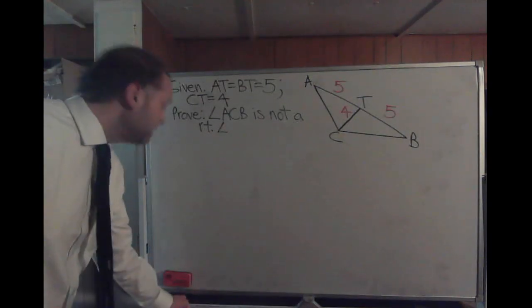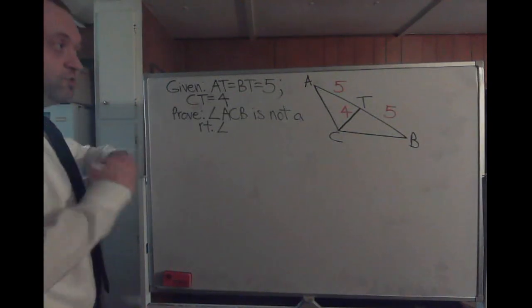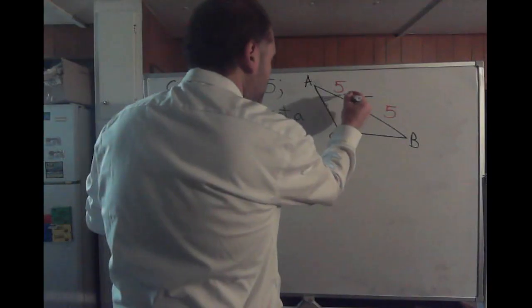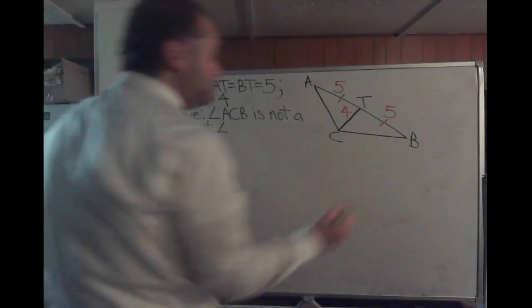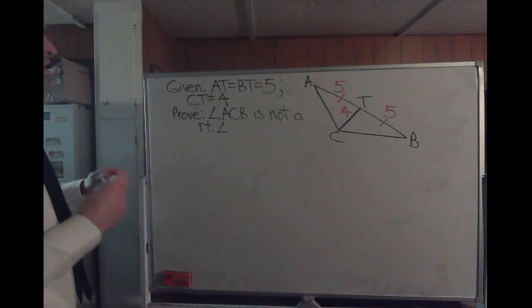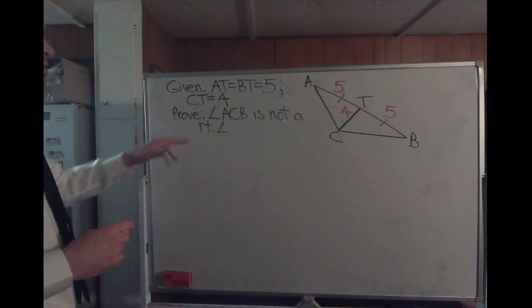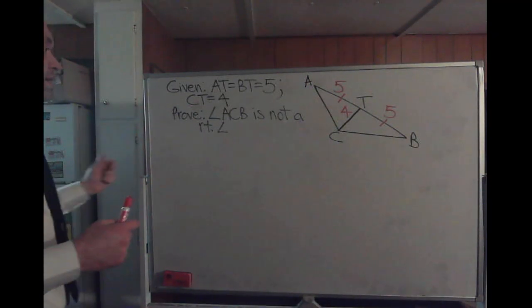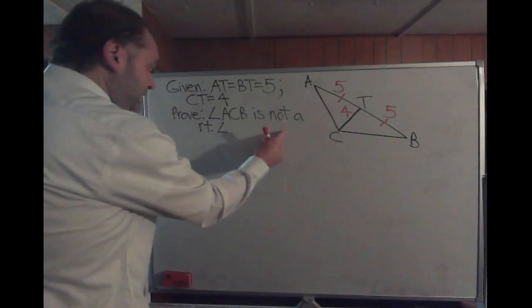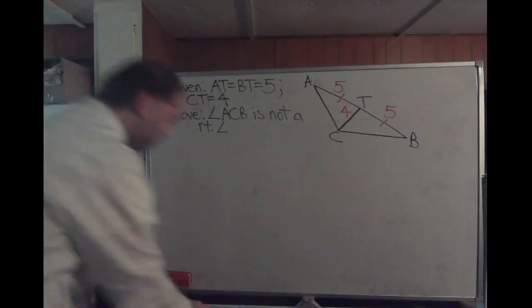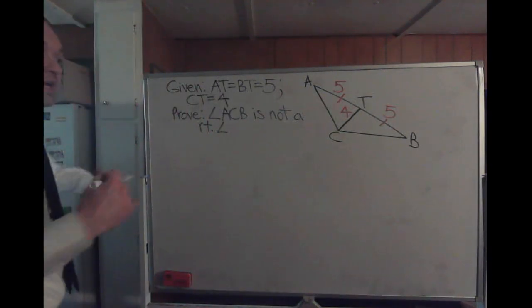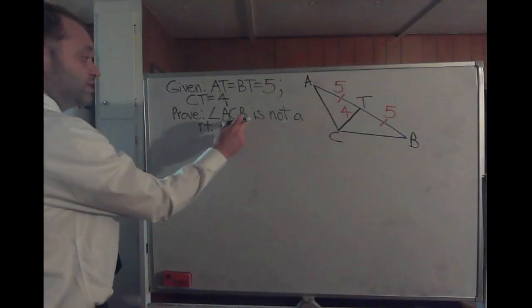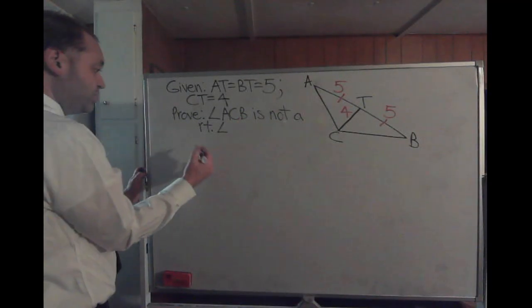We're given here that AT equals BT, which equals 5. So let's play some congruency markers here, if it helps you. We're given CT equals 4. We have to assume then that angle ACB is not a right angle. So let's go ahead with the indirect proof. And as you know, we start first with assuming the contradiction of what we're trying to prove.